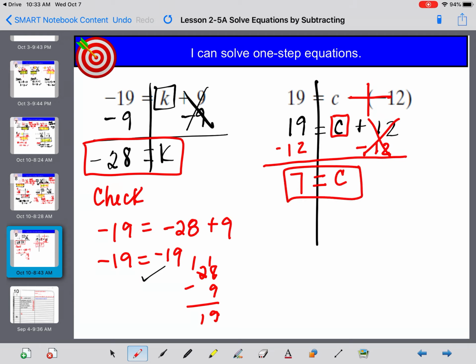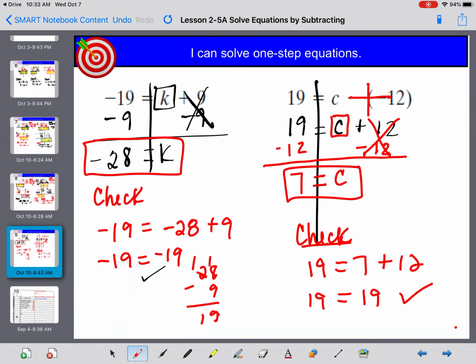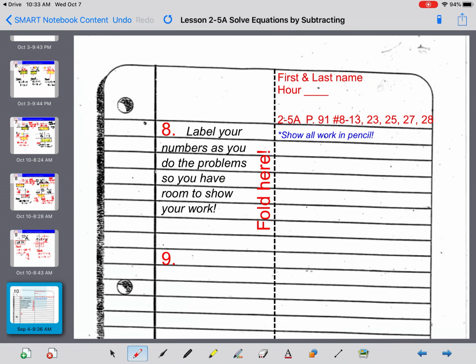So C equals 7. Before I can say for sure that that's the answer, I always check my work, as will you on your homework. 19 equals 7 plus 12. 12 plus 7 does equal 19. And so I'm positive that my answer is right.